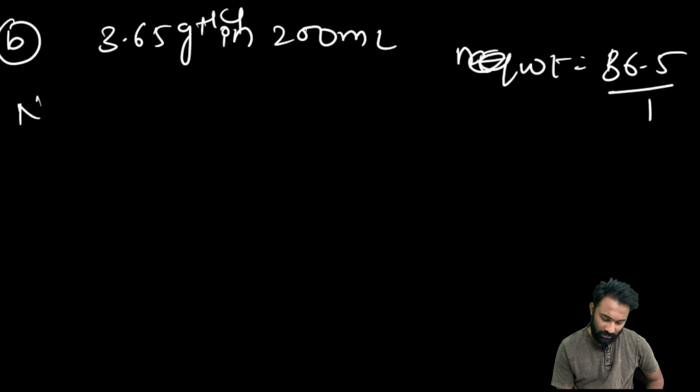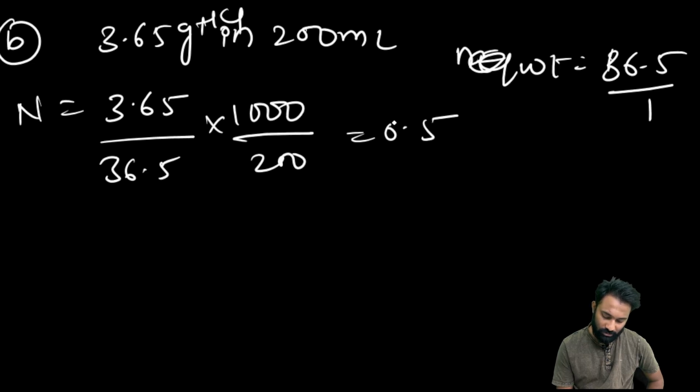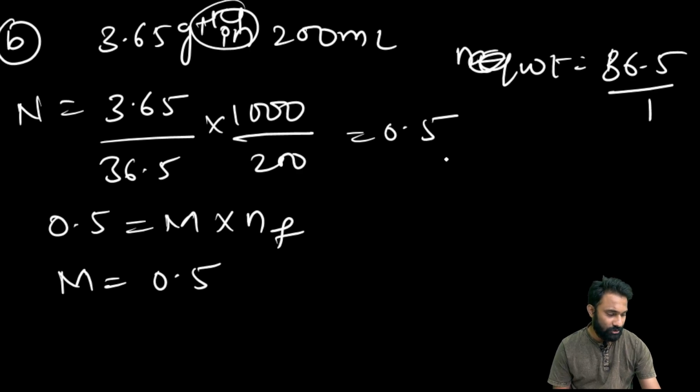So normality will be equal to 3.65, because this is the given weight, right, by equivalent weight. Equivalent weight is 36.5, into 1000 by 200. If you do approx, you will get the normality 0.5. So normality 0.5, and normality is molarity into n factor. The n factor for the HCl is 1. Yesterday I explained very clearly. Molarity will be equal to 0.5. Normality will be 0.5 and the molarity will be 0.5.